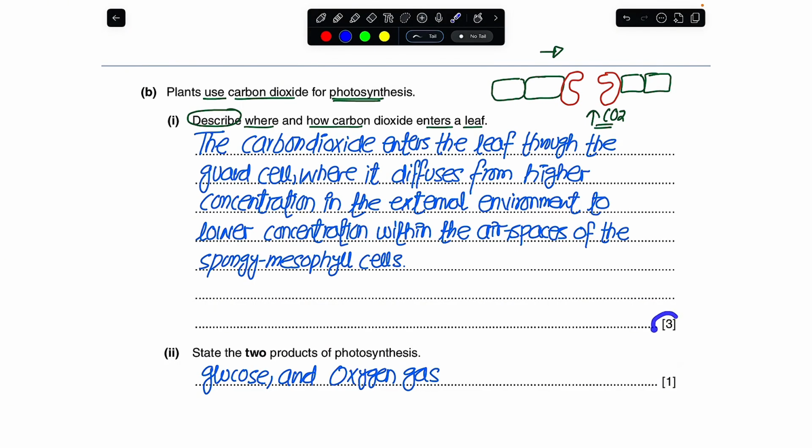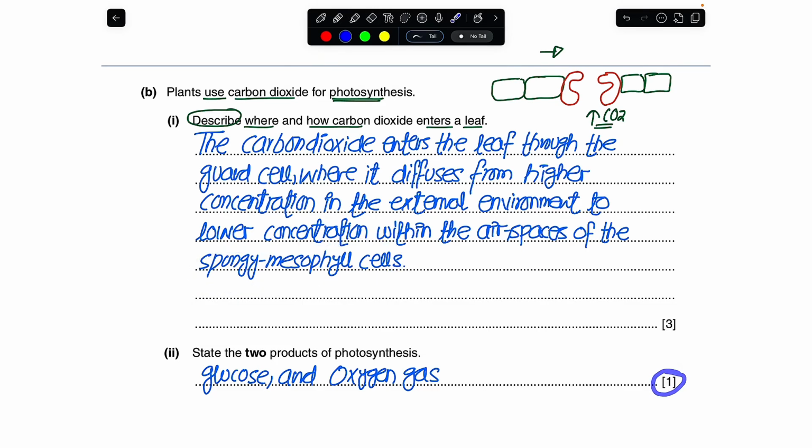So since the marks were three, what we would say is that the carbon dioxide enters the leaf through the guard cells, and it would diffuse. In context of how? It would diffuse from an area of higher concentration that lies here in the external environment to the lower concentration that lies within the air spaces of the spongy mesophyll cells.